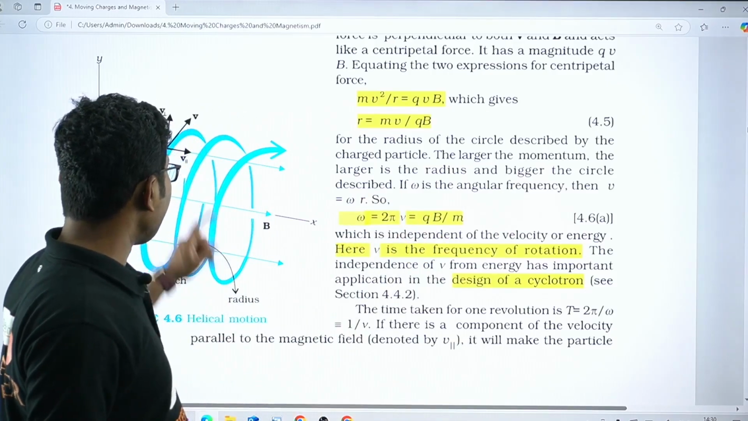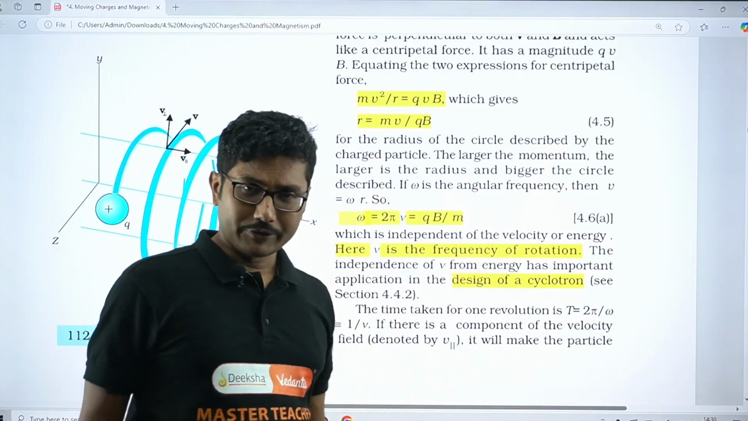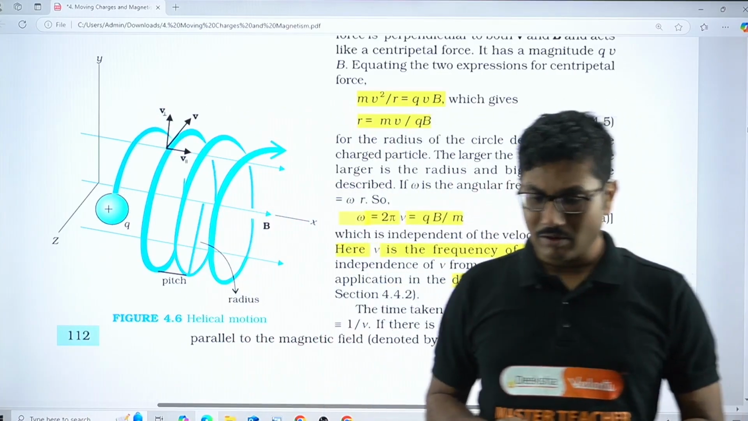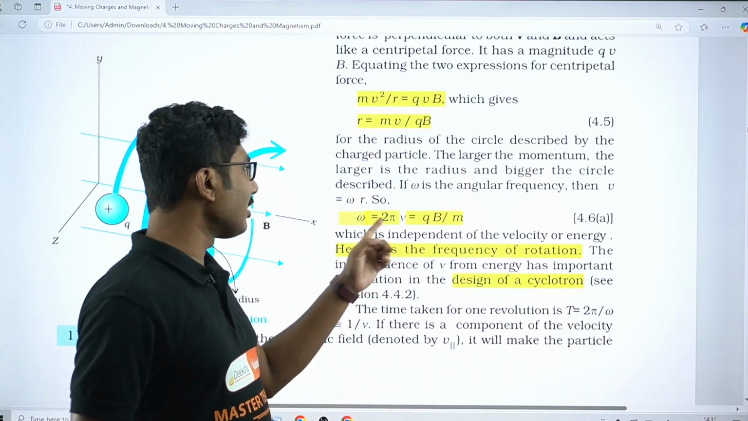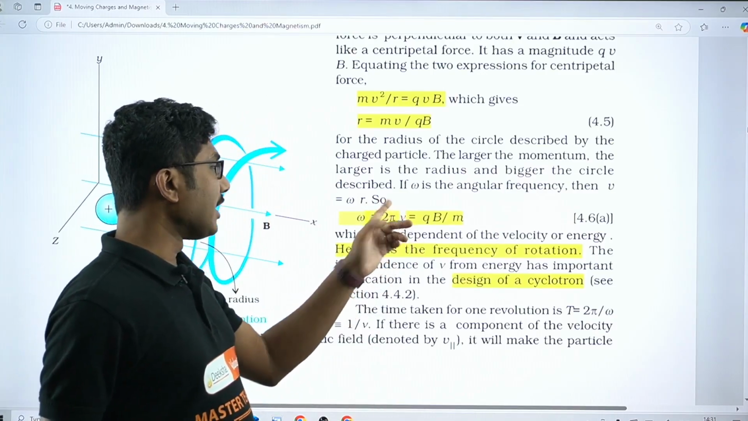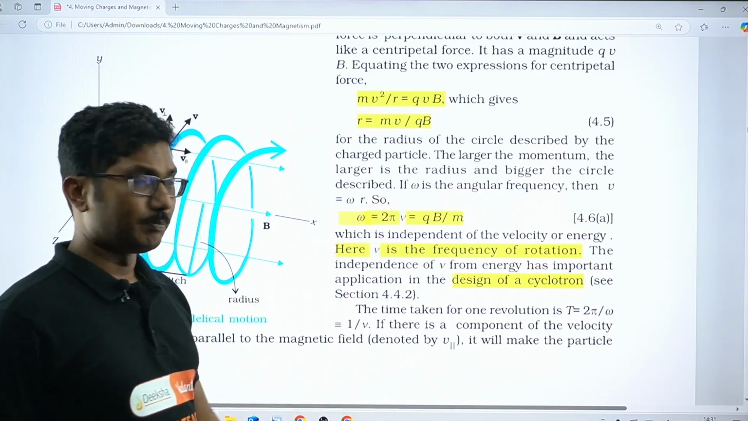This is called cyclotron frequency sometimes. Even though cyclotron is not directly in your syllabus, cyclotron frequency can be asked, because they have given you the formula for this frequency. This nu is called cyclotron frequency. So that is qB by 2 pi m.